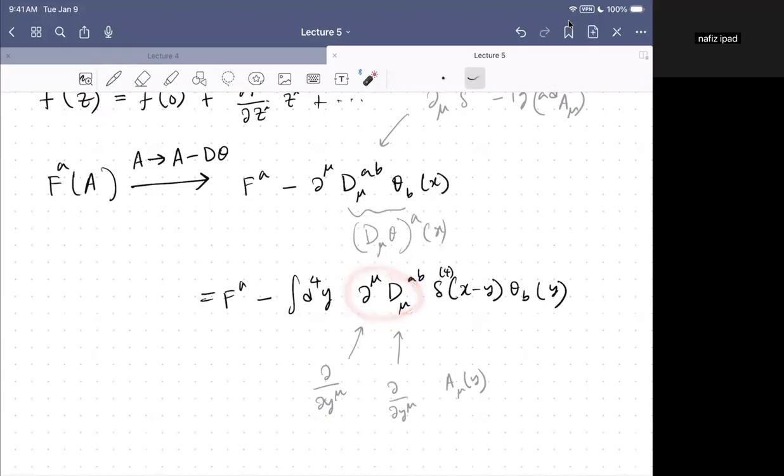So this part only depends on the coordinate y. Or actually, sorry, should I say y? Well, it doesn't really matter because there's a delta function, but I think I should say x. X. Yeah, I should keep two things separated. Okay.